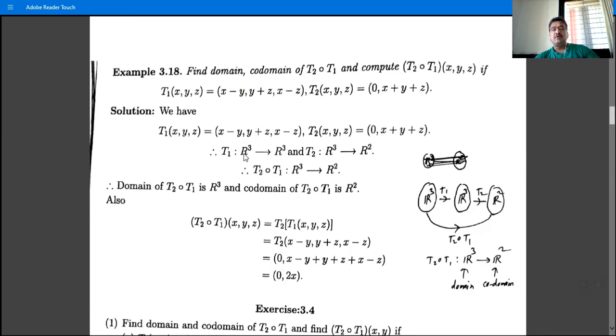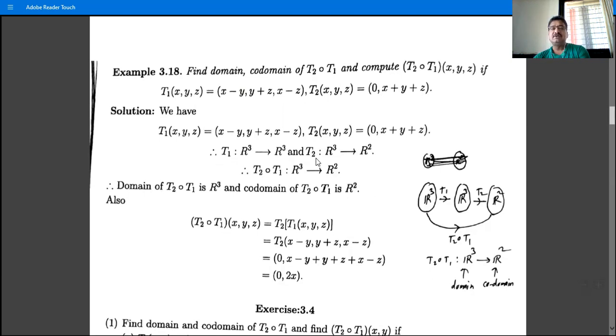So T1 is a function from R³ to R³, and T2 is a function from R³ to R². And so T2∘T1 is defined, because the codomain of T1 is equal to the domain of T2, and therefore T2∘T1 is a function from R³ to R². But T1∘T2 is not defined, because the codomain of T2 is R² and the domain of T1 is R³, and those two are not equal. So in this example, T1∘T2 is not defined, but T2∘T1 is defined.